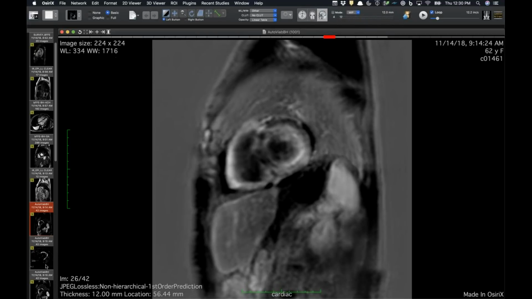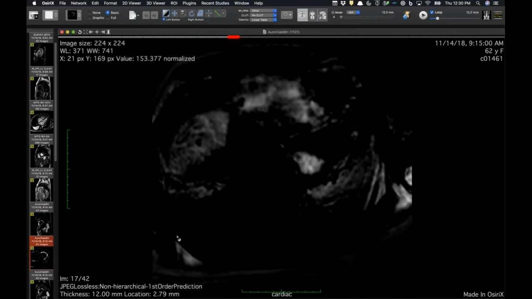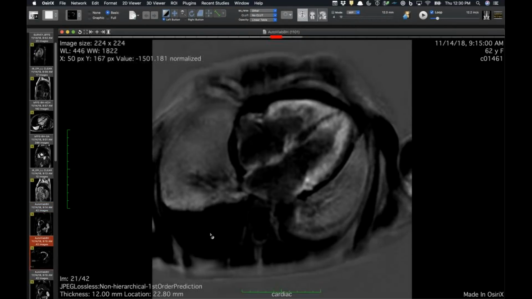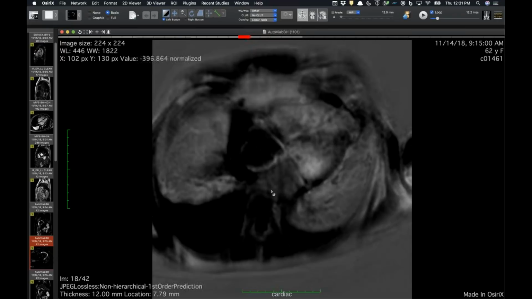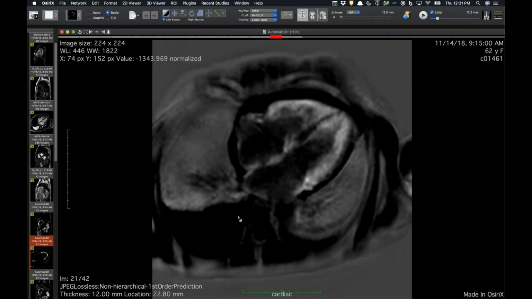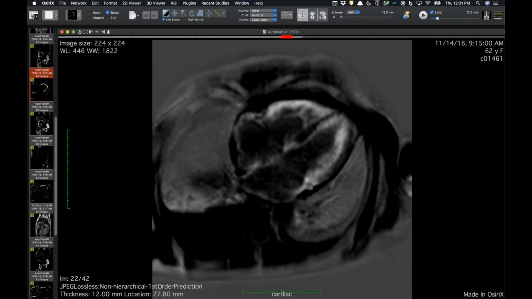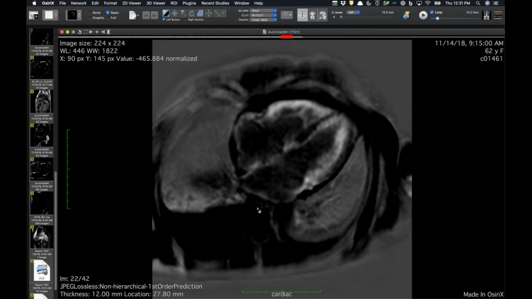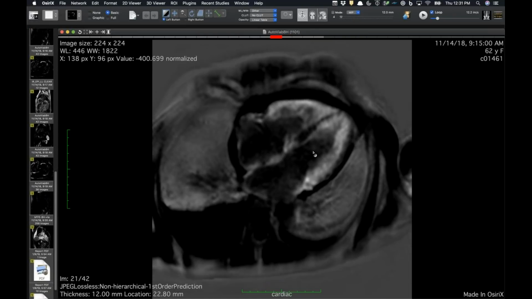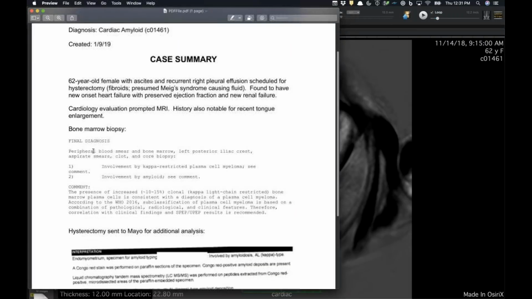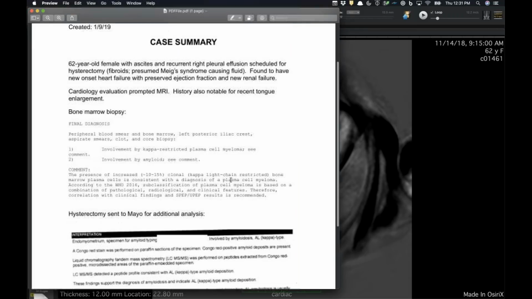Notice how there's complete nulling of the blood pool. And you'll also see some thickening and enhancement of the interatrial septum. This is the most typically described pattern for cardiac amyloid. I don't think it's much of a diagnostic dilemma, although it was a bit of a surprise when we said this, because that's not what they were thinking. But then they put it all together and did a bone marrow biopsy, and found that she has a plasma cell myeloma.